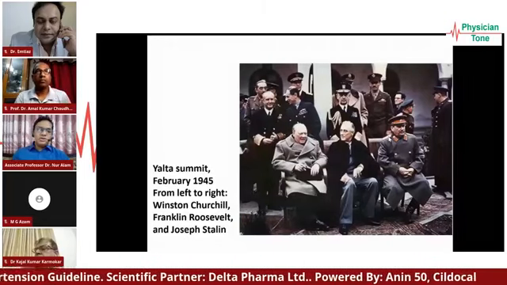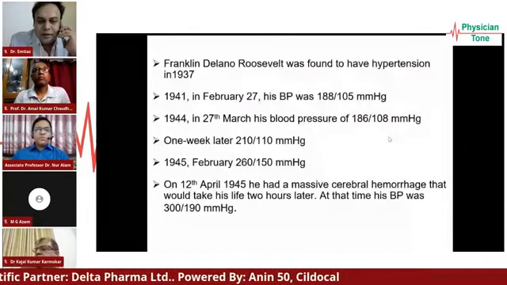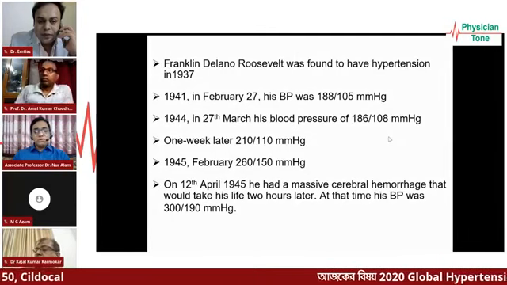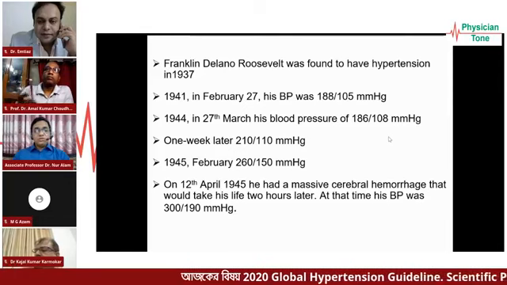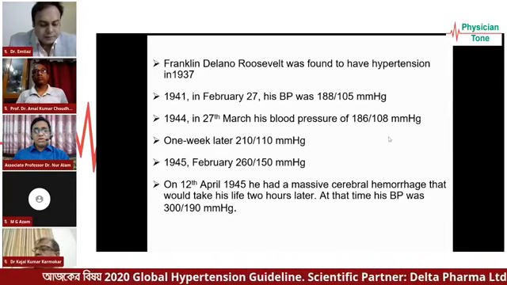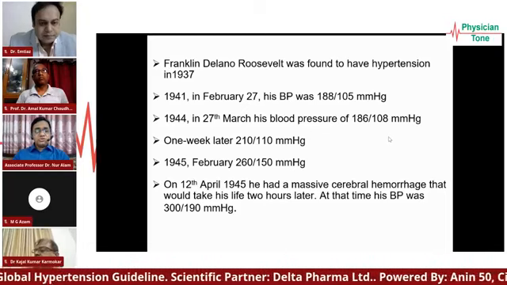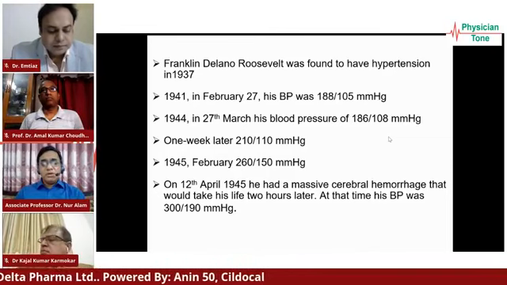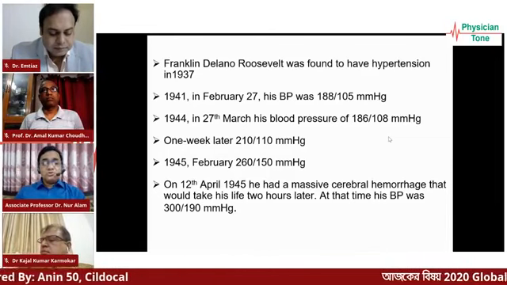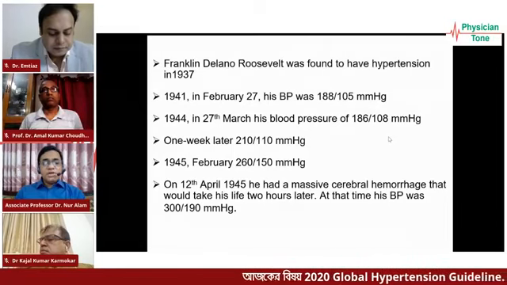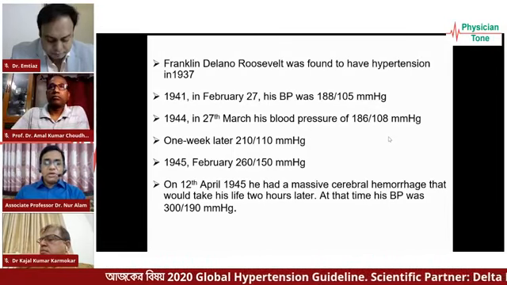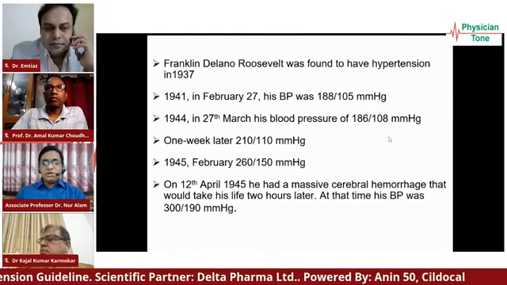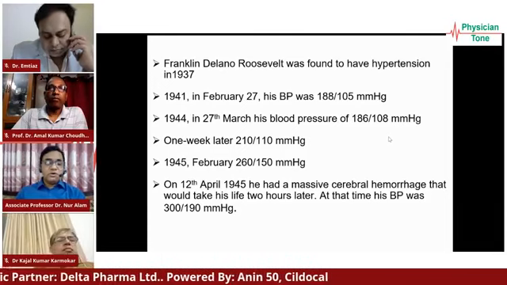Franklin Delano Roosevelt was found to have hypertension in 1937. At that time, there was no effective hypertension treatment. In 1941, his blood pressure was rising, at 188 by 105. During this course, in 1945, Roosevelt's blood pressure was 260 by 150. During that period, the Second World War was ongoing. On 12th April 1945, Roosevelt had a massive cerebral hemorrhage that took his life 2 hours later. At that time, his BP was 300 by 190.